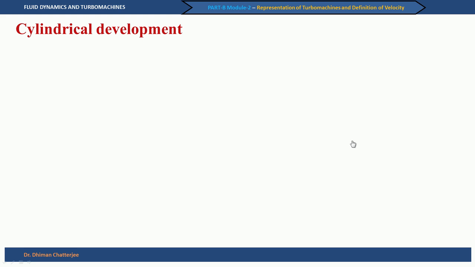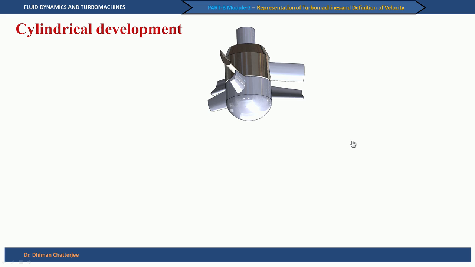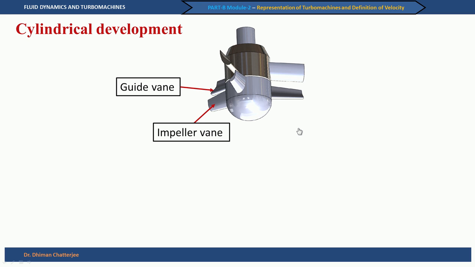We have to now understand what is known as cylindrical development. So, I get back to a model of an axial flow machine, which is now shown. You can see there are two sets of blades. The first set of blades is called the guide vane, which as you can see is not really connected to the shaft. There is a small hollow gap which is not very clear here, but there should be a gap. It is a stationary blade or the guide vane, and the other set of blades is connected to the hub. It is called the impeller vane.